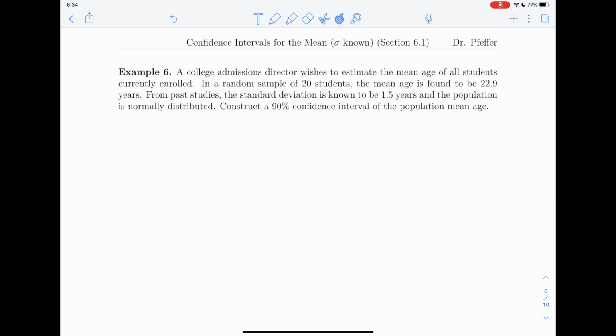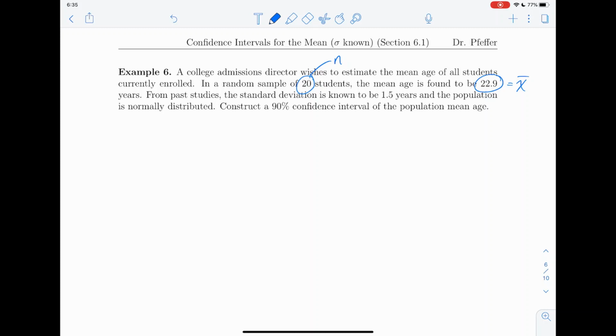So here we have college admissions, and a college admissions director wishes to estimate the mean age of all students currently enrolled. But of course, predictably, finding out the mean age of all students might be taxing. So instead, he chooses to take a random sample of 20 students. And what he finds is that the mean age of the sample is 22.9. So the minute I read this information, I'm getting the impression that this is my n value, and the mean age of the sample is going to be my x bar value.